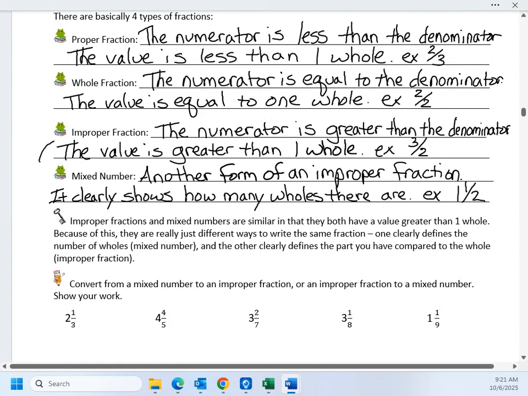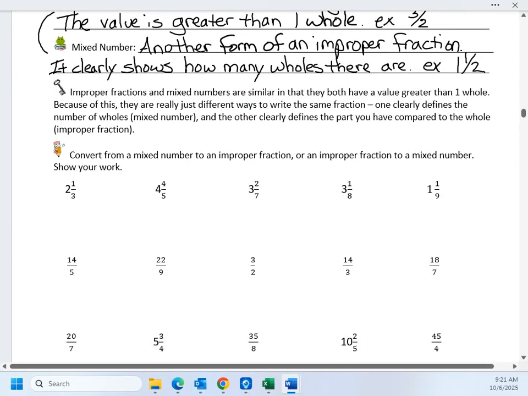So these two are what we are focusing on today. Going back and forth between that improper fraction and the mixed number. Improper fractions and mixed numbers are similar in that they both have a value greater than 1 whole. Because of this, they are really just different ways to write the same fraction. One clearly defines the number of wholes, the mixed number, and the other clearly defines the part you have compared to the whole, improper fraction. So how many of those halves go over the 1 whole?